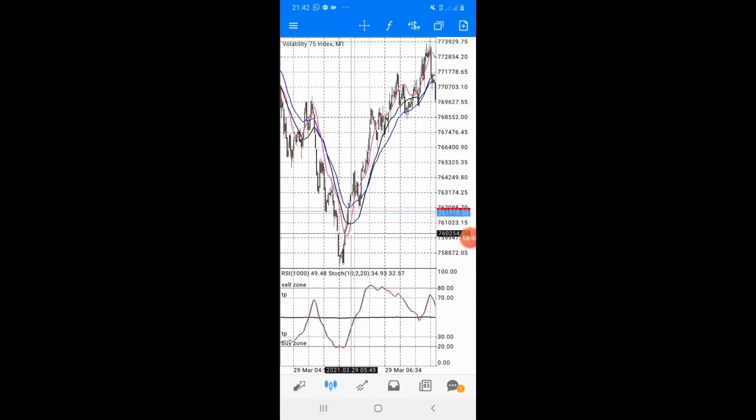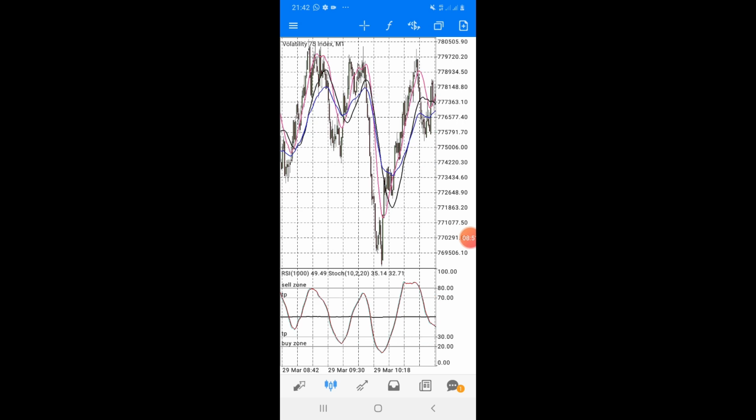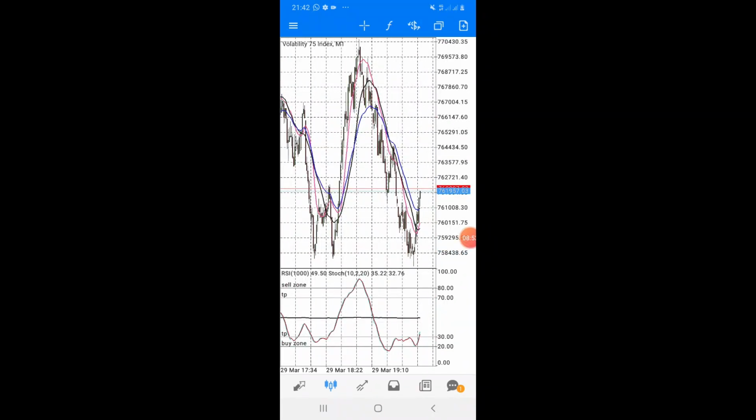Same happened here. Pink line crossed the black line. We were in a buy zone. Can you see? We went all the way up to take profit levels, right? Maybe let's look at some sell setups starting from here. Okay, right now we're actually experiencing a buy setup.